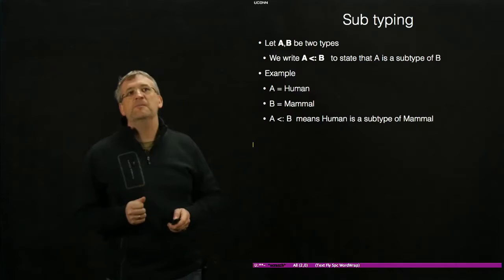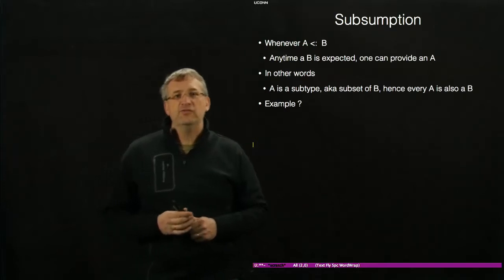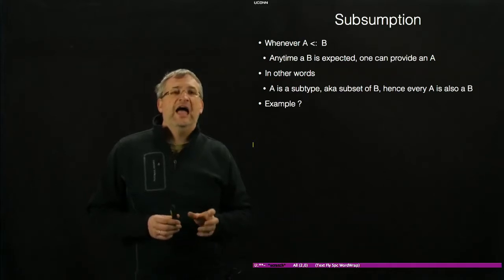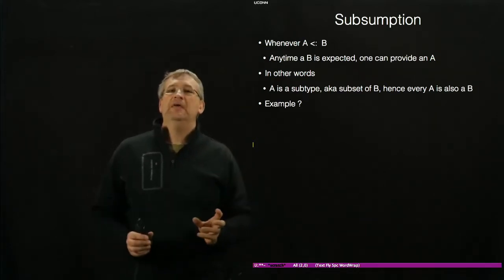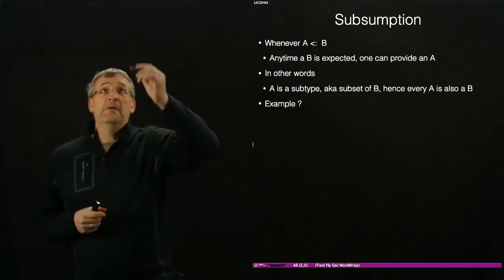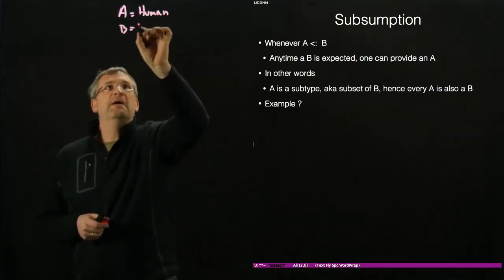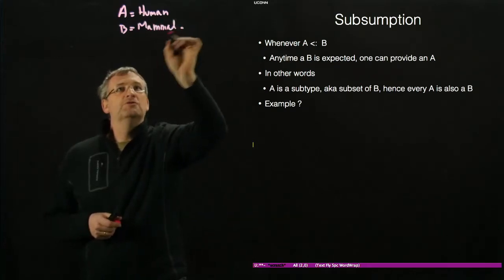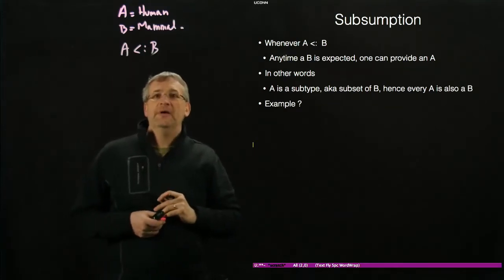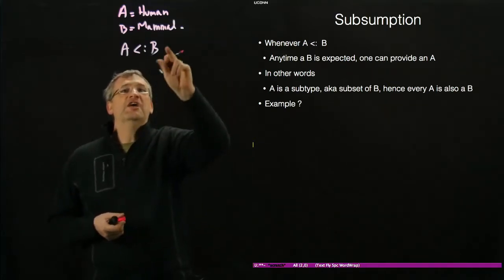And there is a very, very important rule when we make use of that. It's what we call subsumption. So whenever you have two types, where A is a subtype of B, anytime you expect to see a B, you can provide an A. Why is that? Well, let's do it again. Remember, A is human, B is mammal. So when I say A is less than B, I mean that human is a subtype of mammal. So I'm saying each time you expect a B, each time you expect a mammal.